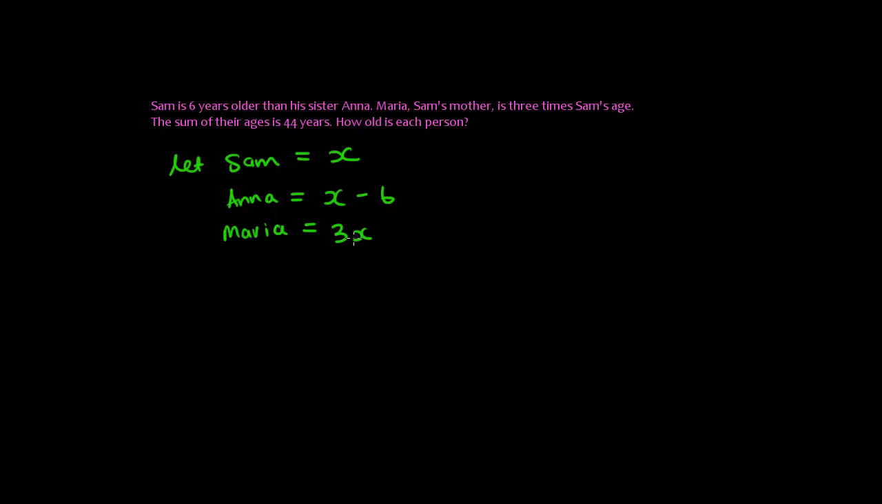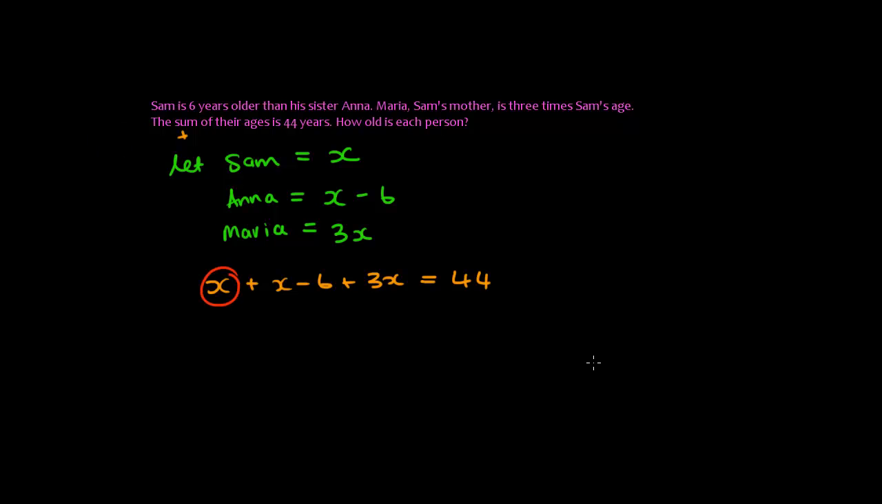Okay, so far we've got some of our values in relation to x. And you notice that we have here all x values. It then says the sum, which means add, of their ages is 44. How old is each person? Well, so the sum means add. So if I add all of these things together, we know that equals 44. So 1x plus 1x is 2x.